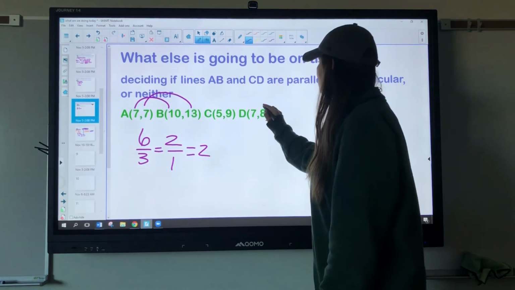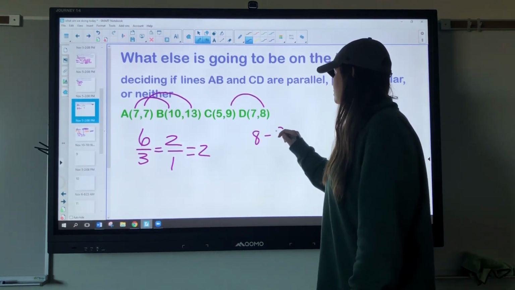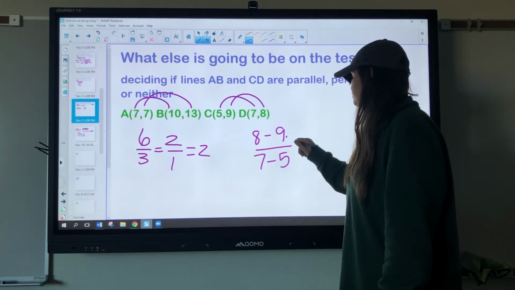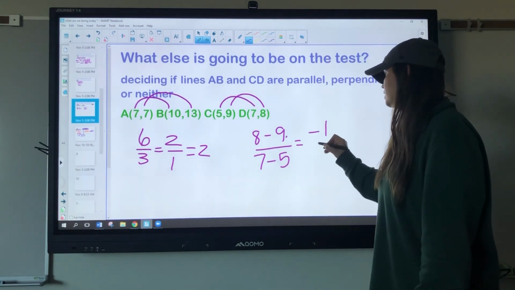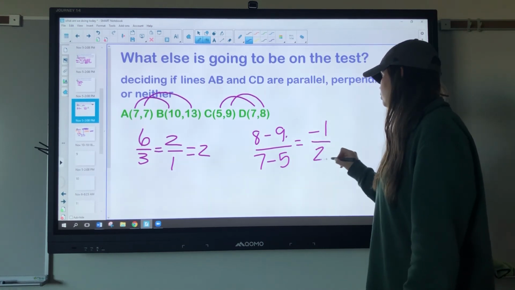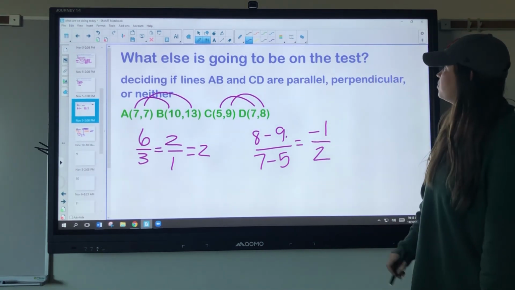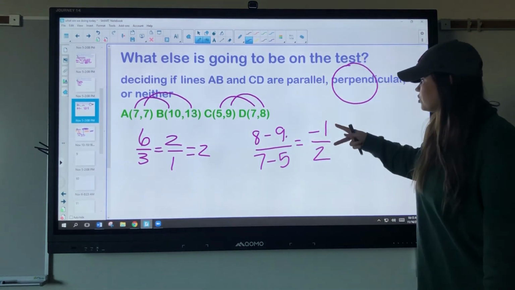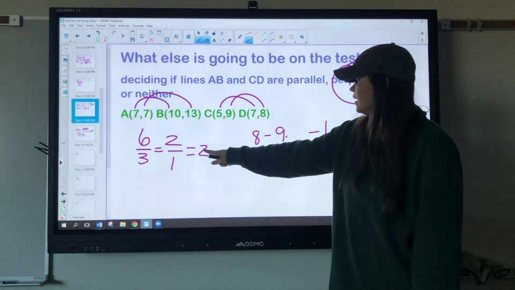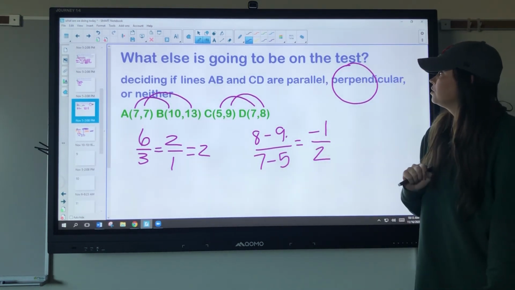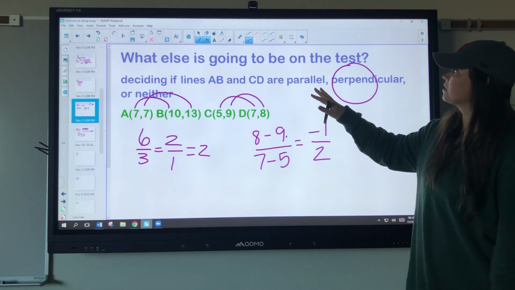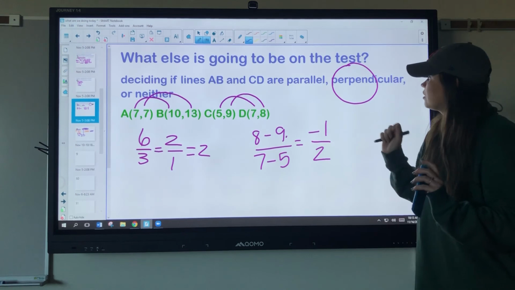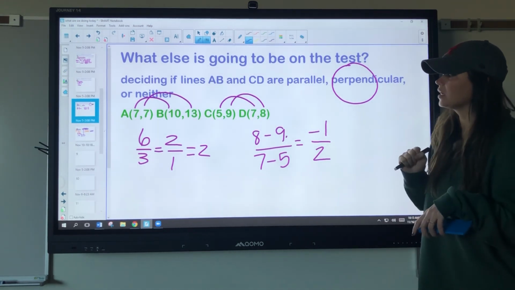The slope of CD is just 8 minus 9, 7 minus 5. So that one's -1 over 2. So you can definitely pick perpendicular, because 2 over 1 and 1 over 2 are reciprocals, and this is a positive and this is a negative. That's what makes something perpendicular. If they were exactly the same, you would pick parallel. Any other scenario, you pick neither. For perpendicular, they have to be upside down and opposite signs.